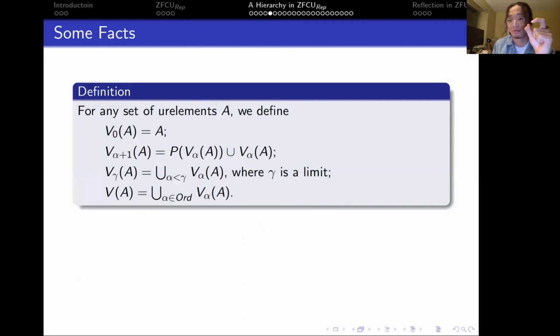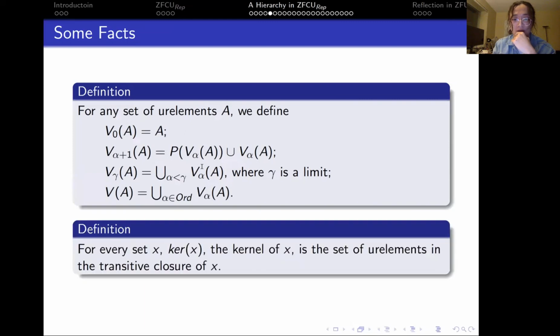For any set of urelements A, we can build this hierarchy V of A. For every set X, the kernel of X will be the set of urelements in the transitive closure of X. Basically, you can think of the kernel of X as the set of urelements that we need to use to build X. And X is in V of A just in case its kernel is included in A.